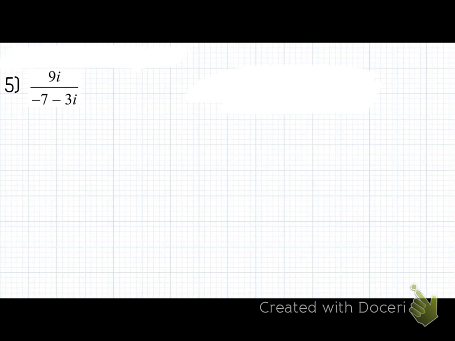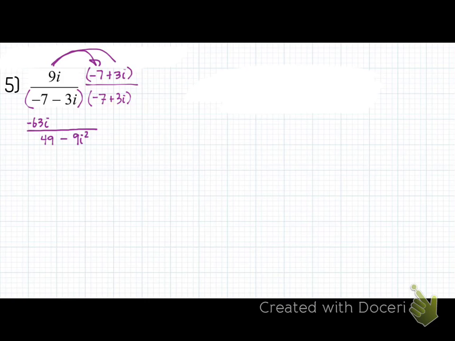I heard 2 answers. Good, plus 3i. We don't want to do a negative again, so we're going to multiply both the numerator and denominator by this conjugate. And then we're going to work it out, okay? So I'll start off the denominator for you. Negative 7 squared is 49, and then 3i squared is 9i squared. Put a minus sign in the middle. Numerator, we got 9i times negative 7 is negative 63i. And then 9i times 3i is positive 27i squared. Okay? Finish up my problem for me.